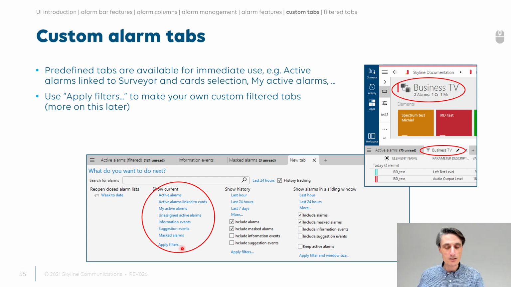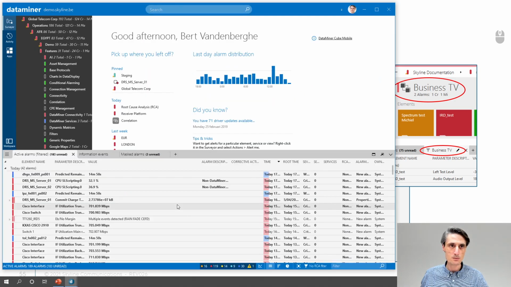That's in comparison with, on the other hand, the show history and the alarms in a sliding window, which is more coming from the history database. So if we want to add a tab page that shows me only the critical active alarms, we will need to go to show current and apply a filter, which we will see in the next video. But there are some predefined ones. Let's play around with them in our system here.